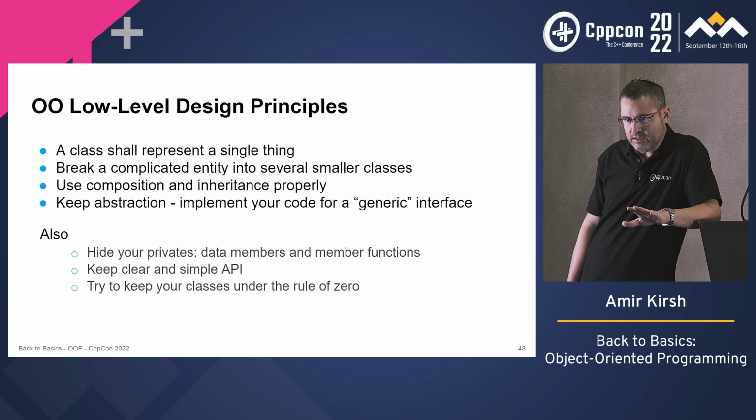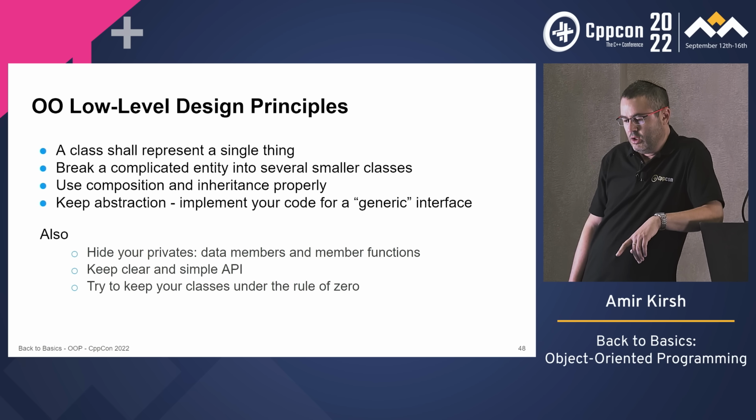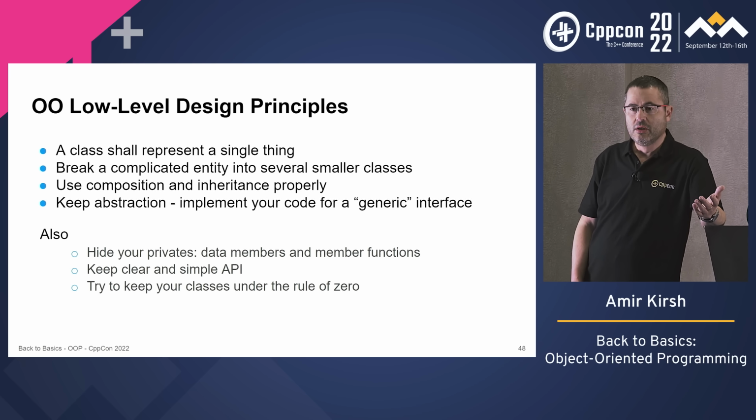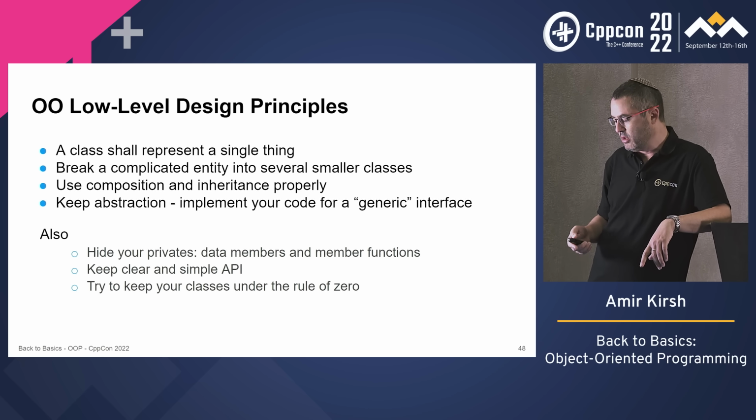So let's summarize, an intermediate summary. Object-oriented low-level design principles: a class should represent a single thing, break a complicated entity into several smaller classes, use composition and inheritance properly, keep abstraction, implement your code for a generic interface, for example for a command, and then you can use it with different implementations of command. Also, hide your privates, keep a clear and simple API, and try to keep your classes under the rule of 0.